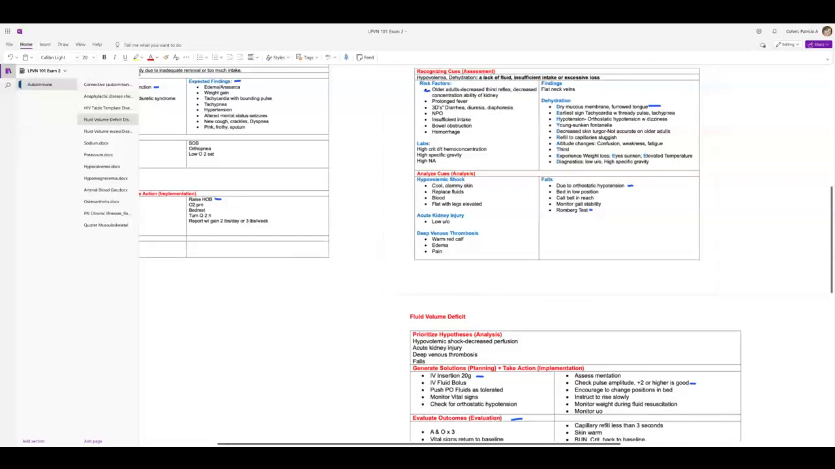So the provider does it, the patient stands up on bare feet, closes their eyes, and puts their arms out in front of them. And if they start to sway, then they know there's something going on.